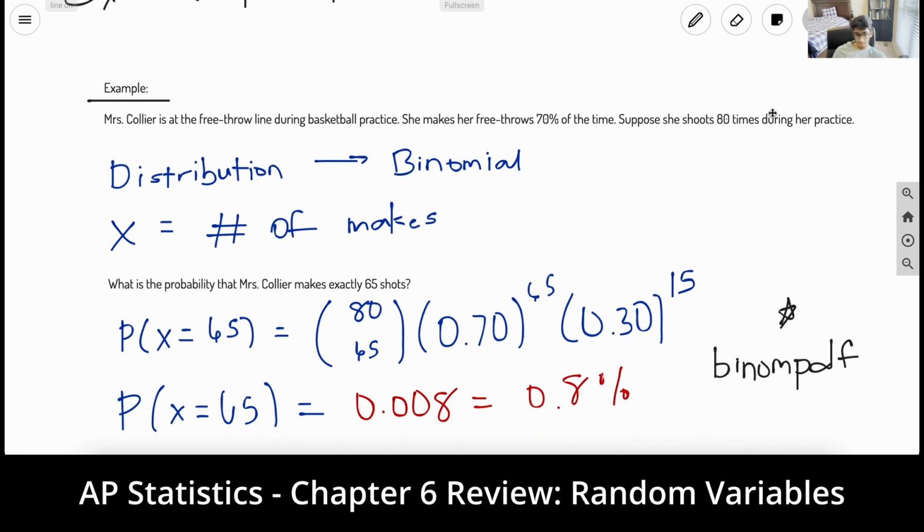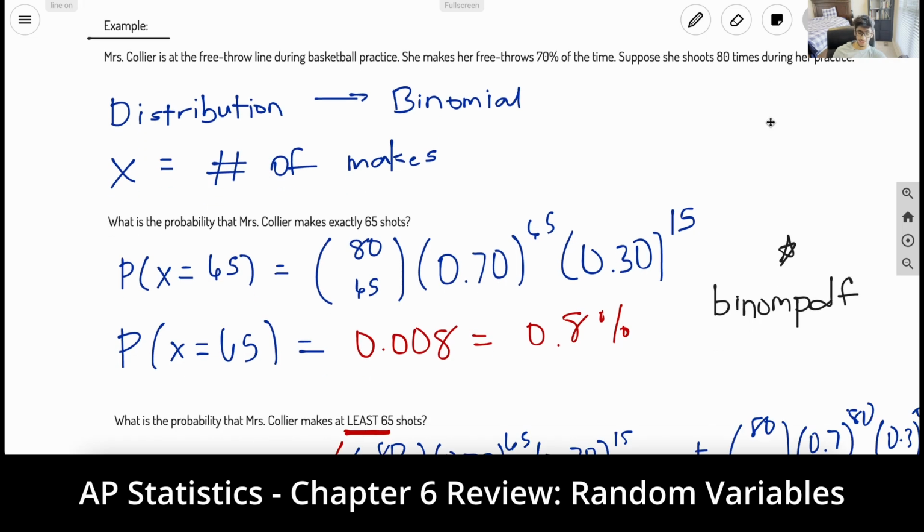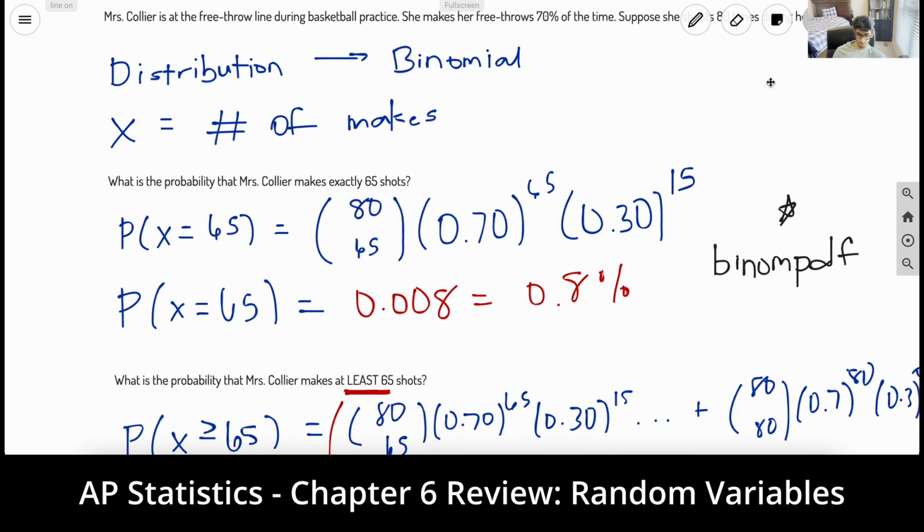So let's say, what is the probability that Miss Collier makes exactly 65 shots? So you want to do P(x = 65), equals, and then everything else. The top number is your total n, your total sample size, and the bottom number is your x value, the thing you're trying to find. The first parenthesis is your probability. The next parenthesis is the complement of your probability. The first exponent is the same as your x value, and the second exponent is just these two subtracted. Then you can either put this whole thing into your calculator, or you can go to Binomial PDF and plug in everything.